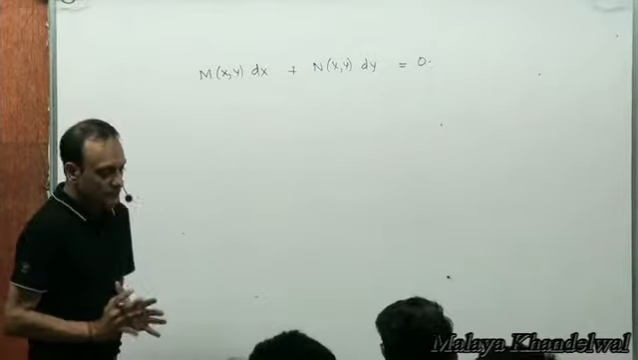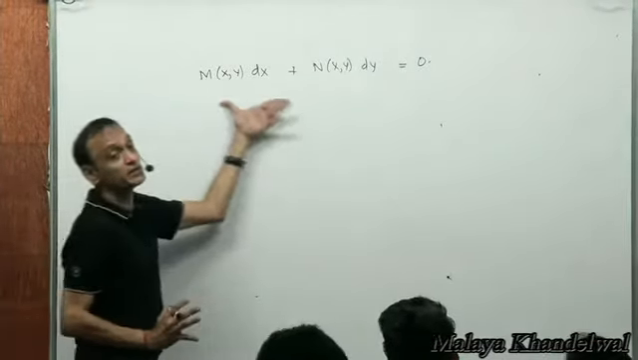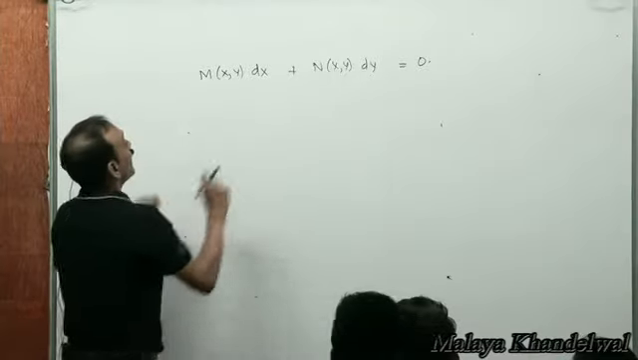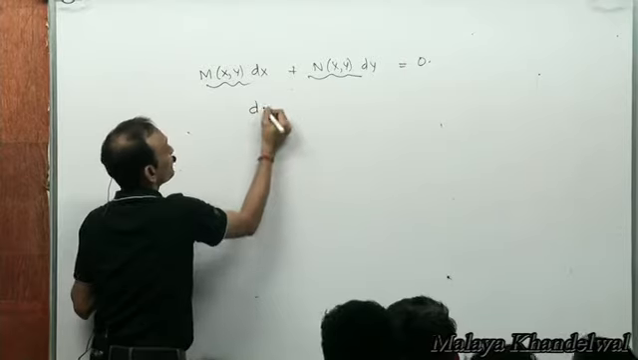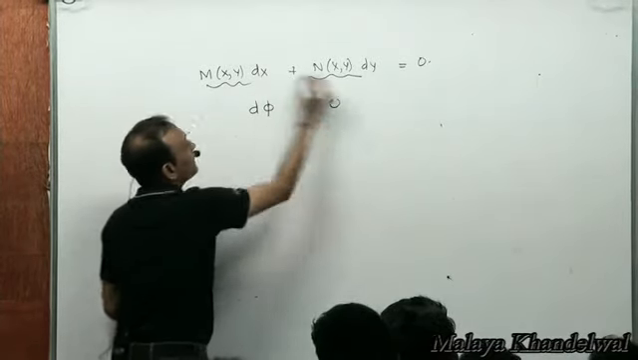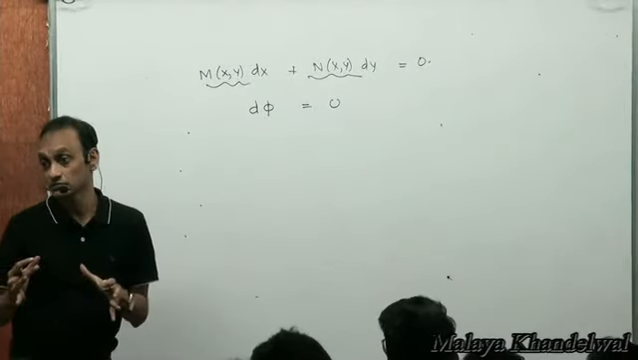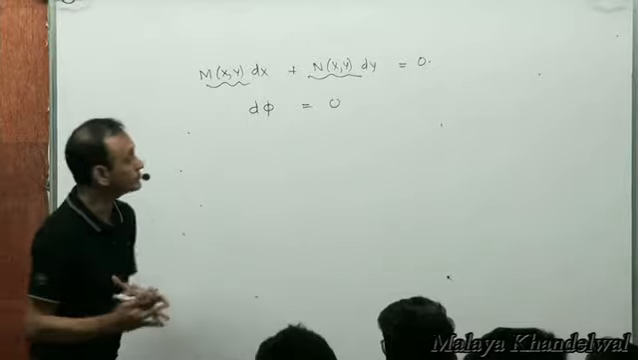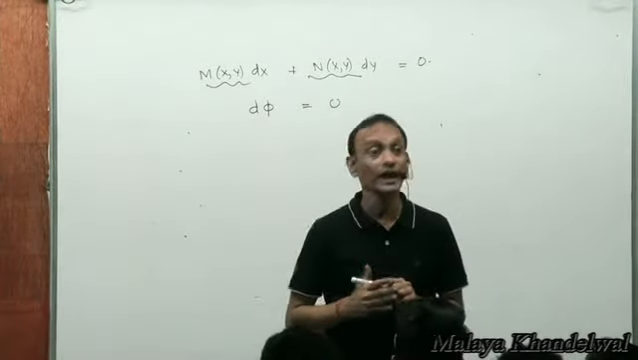There are times when this expression, M dx plus N dy, could be written as a perfect differential, d of phi. M dx plus N dy could be written as d of some function of x and y. It will not always happen. It will happen sometimes.